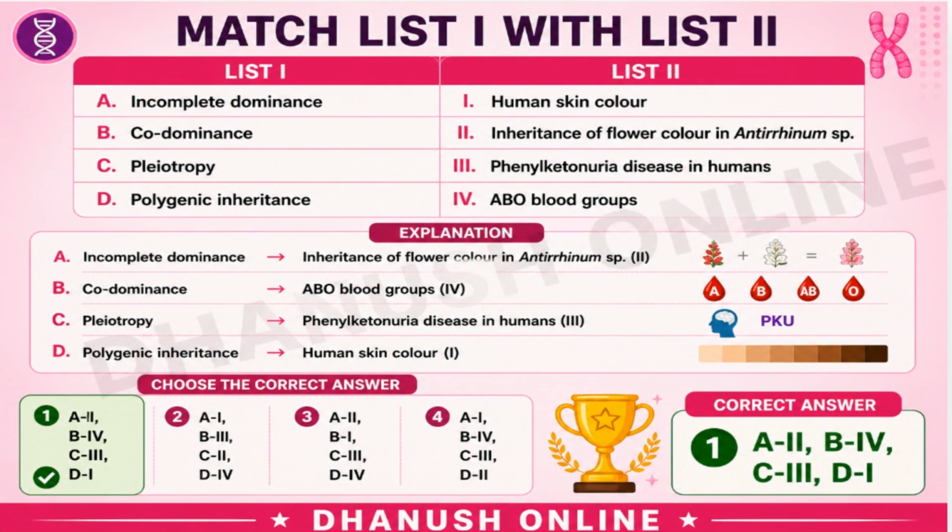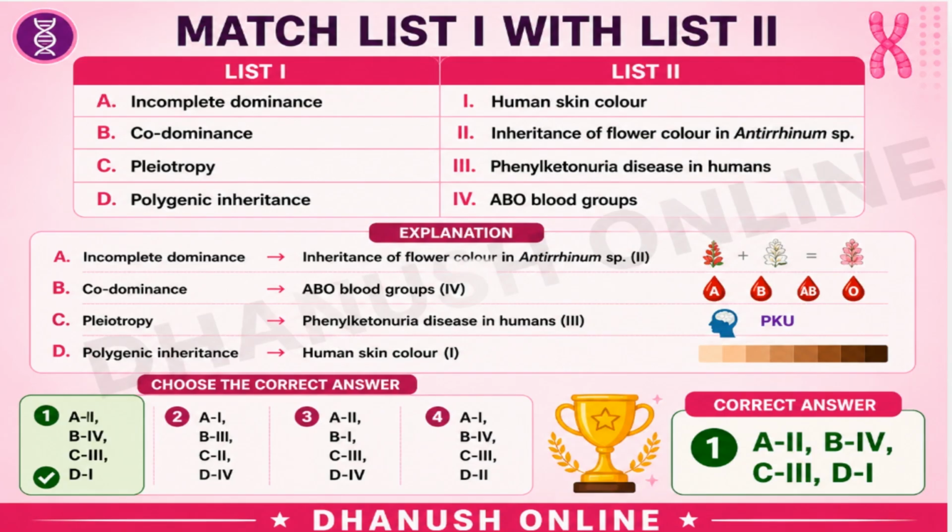To match list 1 with list 2, we pair incomplete dominance with the inheritance of flower color in Antirrhinum species. Codominance is matched with ABO blood groups. Pleiotropy relates to phenylketonuria disease in humans, and polygenic inheritance corresponds to human skin color.